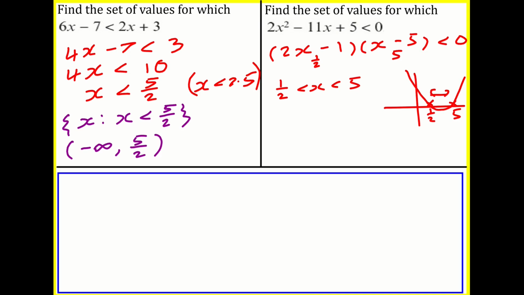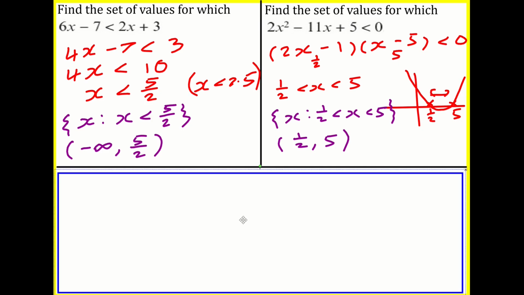Again, bonus question, write these using set notation and interval notation. So this time it's going to be the set of x such that a half is less than x, which is less than 5. And this time it's going to be a half and 5 for interval notation.